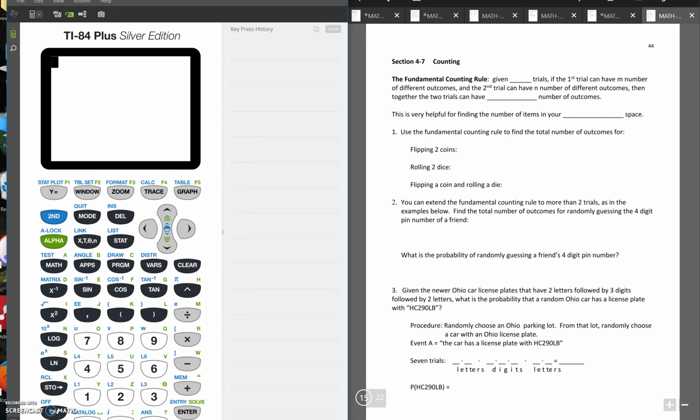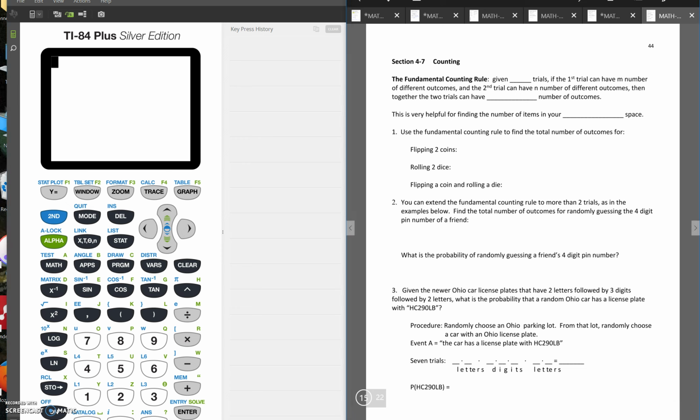Okay, in this section, we're going to talk about rules about counting, and that's how to find how many groups of things can happen. And this will most often help us find the denominator of a probability question. So we're going to start with what's called the fundamental counting rule.